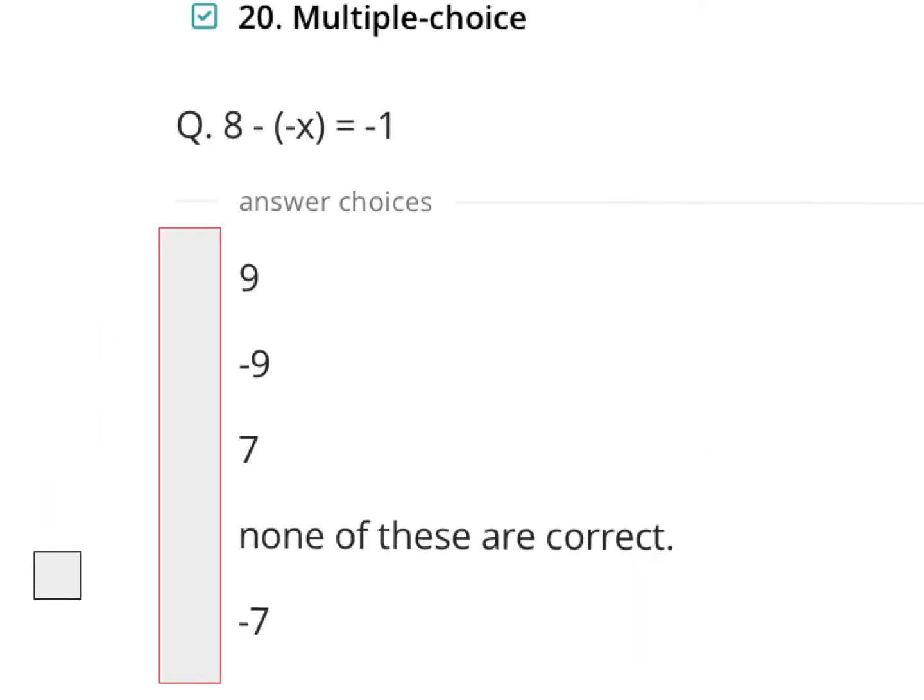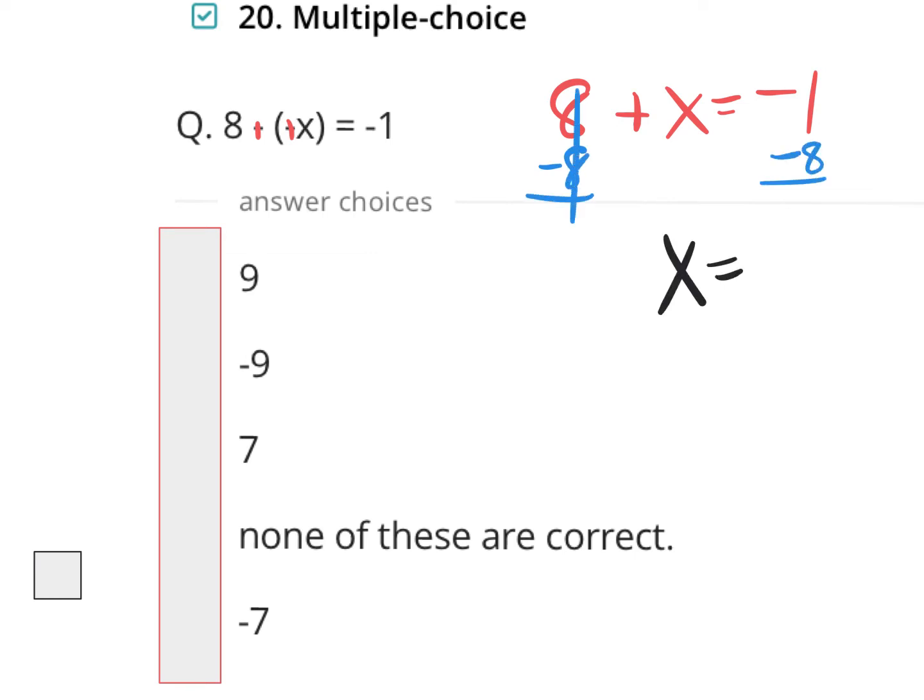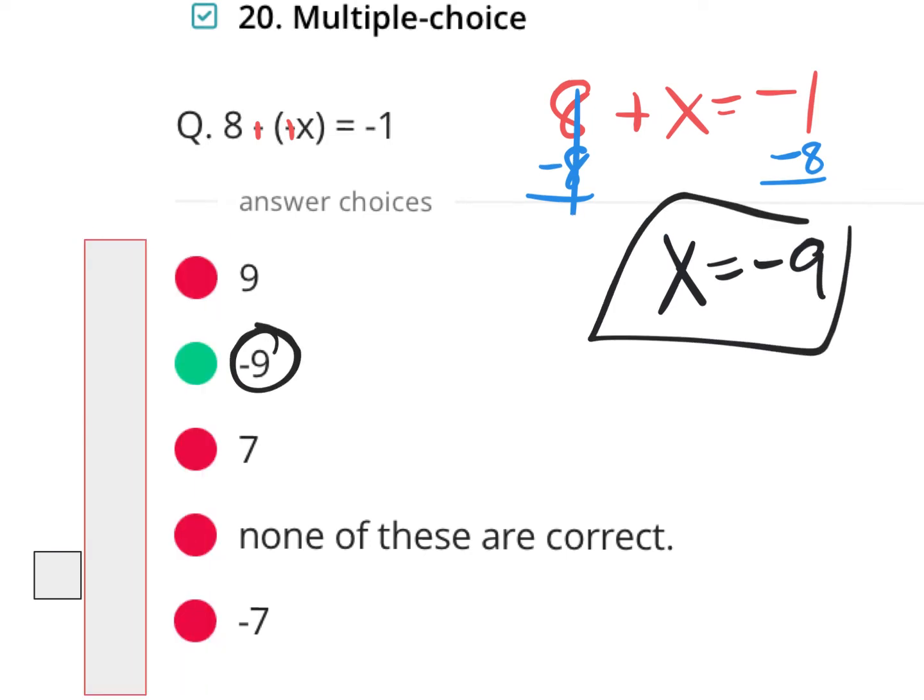So on this question, it's really easy. It's already simplified. There's no distributive property, no combining like terms, but you could change the minus minus on the x to a plus plus. Okay, so let's do that. So what we really have is 8 plus x equals -1. You want to get x by itself. You don't want that 8, so you're going to subtract 8, and what you do to one side, you must do to the other. You will now have x equals -9, and that is your answer. x equals -9.